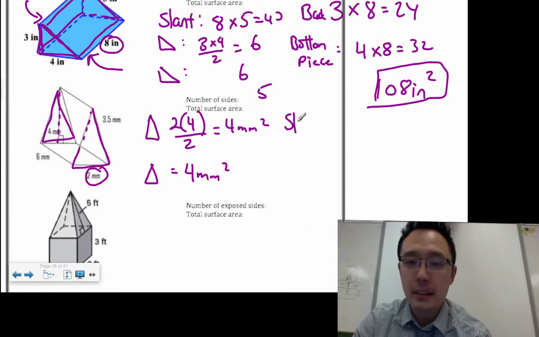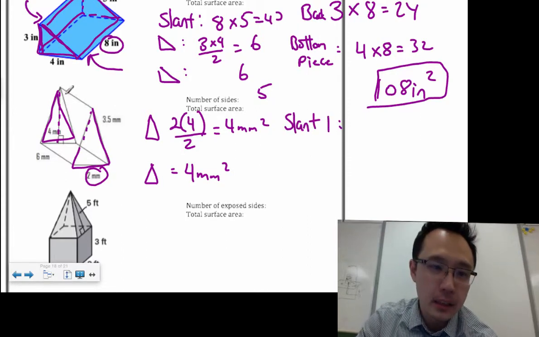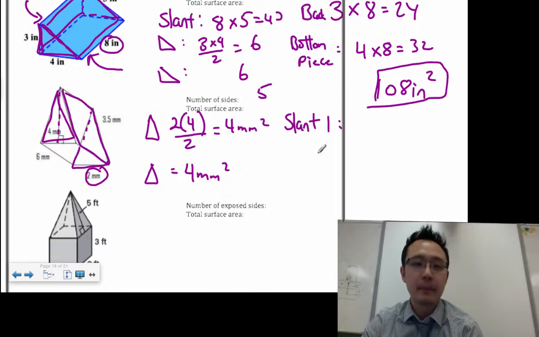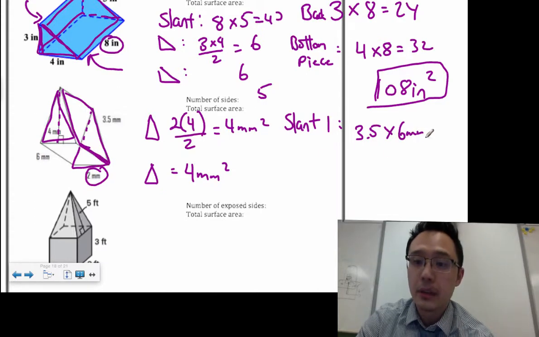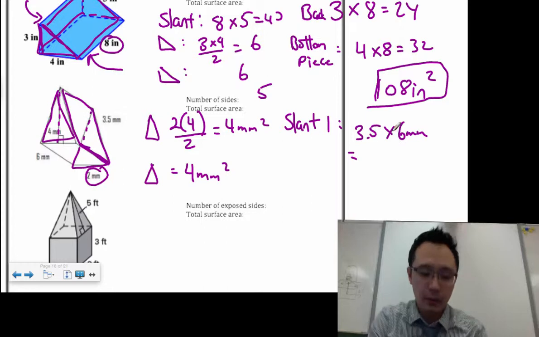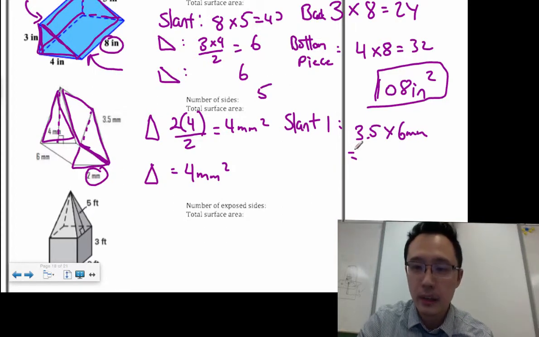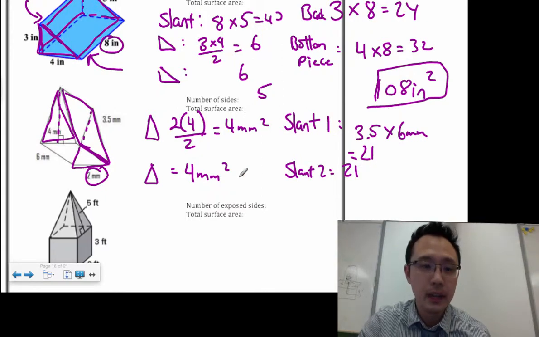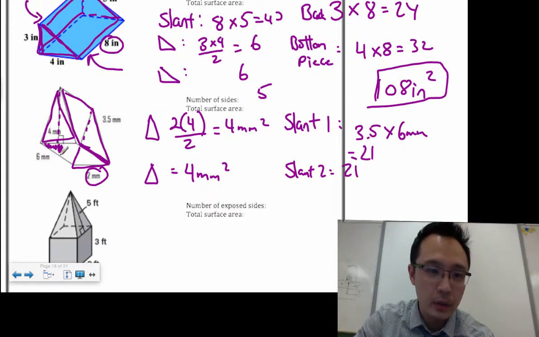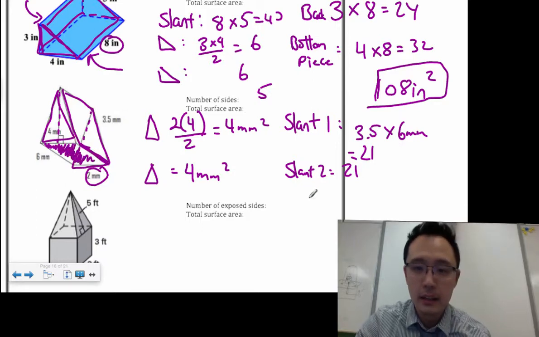Now, what about my slant? My slant 1 is going to be this rectangle over here. So it looks sort of a diamond shape, but then it's still a rectangle. What are my dimensions? I have 3.5 times, what is my base here? 6 millimeters, and multiply this. So 3.5 times 6 is 21. And slant 2 is exactly the same, so that's going to be 21 as well. And then now my bottom part right here, I'm shading it in. This bottom part is going to be 2 times 6 is 12.